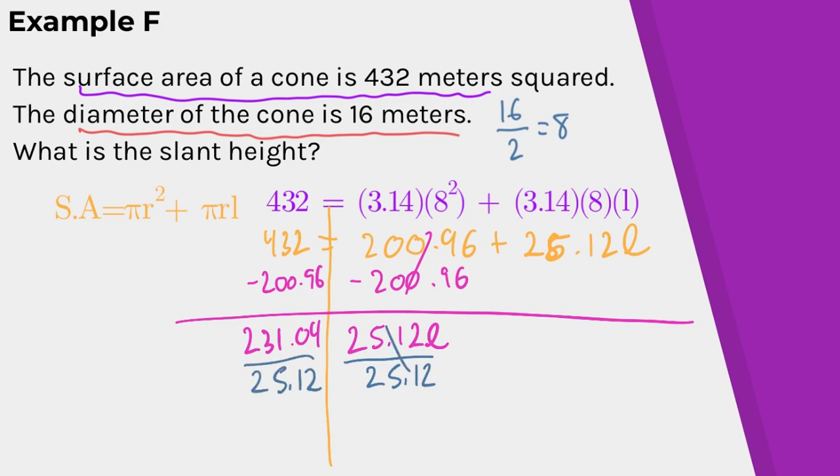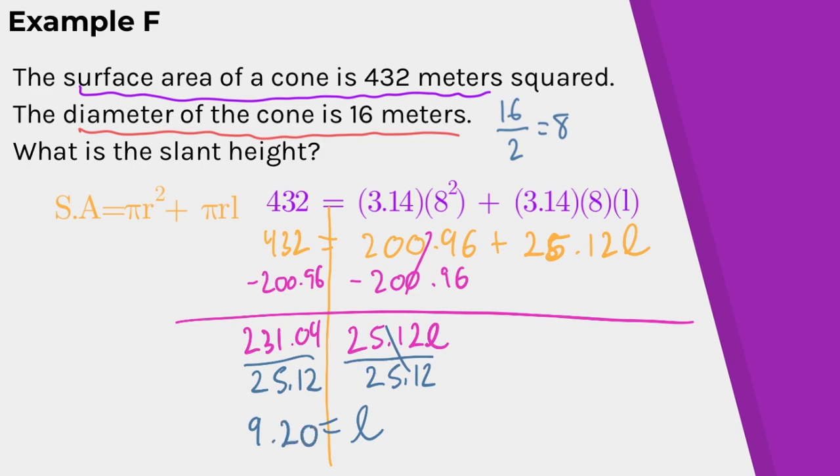These are going to cancel, leaving me with just L on this side and 231.04 divided by 25.12. As you can imagine, that does not come out evenly. It comes to a fraction that we're going to round to the nearest hundredth. It's like 9.19745. We're going to round that to the nearest hundredth, so that's going to give us 9.20.